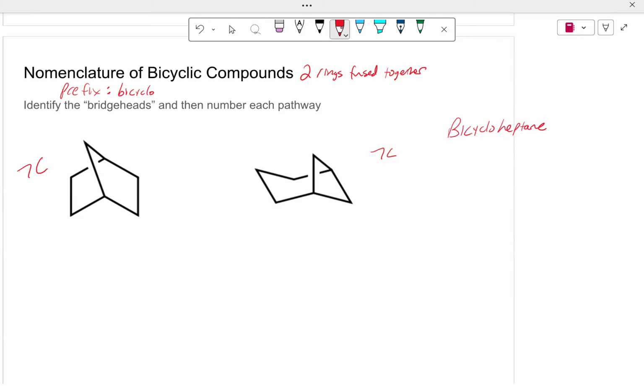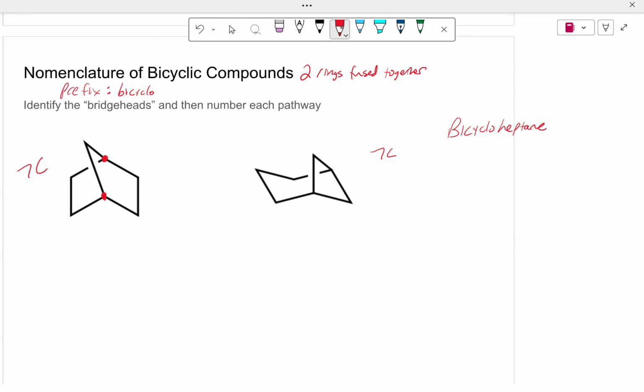They are not the same compound. These are technically constitutional isomers. So there's a nomenclature system that we use to differentiate between these. The way that we do this is, I want you to mark these 2 carbons. These are called bridgeheads. Mark those 2.